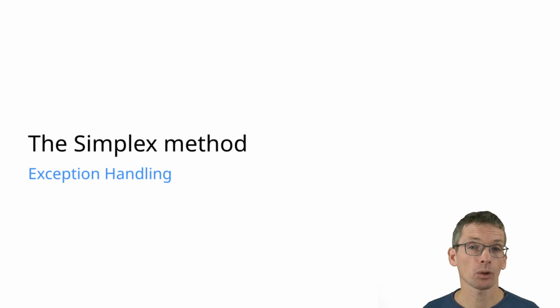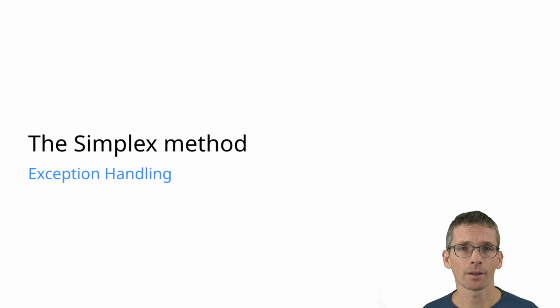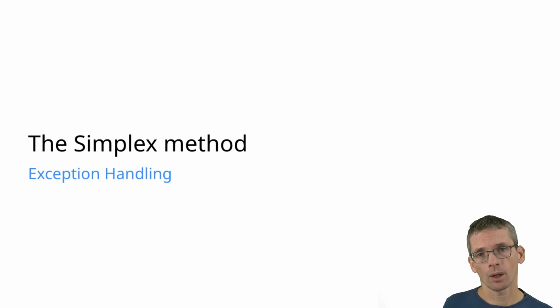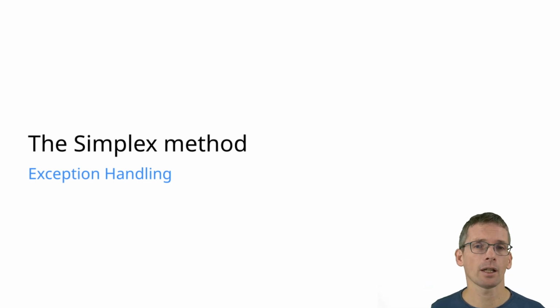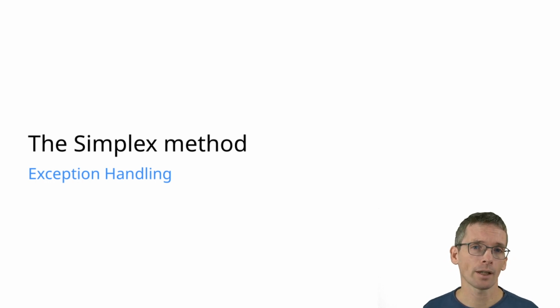In this video, I want to show you some special cases that might occur while running the simplex algorithm. This is the second video on the simplex algorithm. The first one, if you haven't seen that yet, gives you an introductory example to get an overview of how the simplex method works. In that example, everything went very smoothly. So here are a few things that might happen in general.